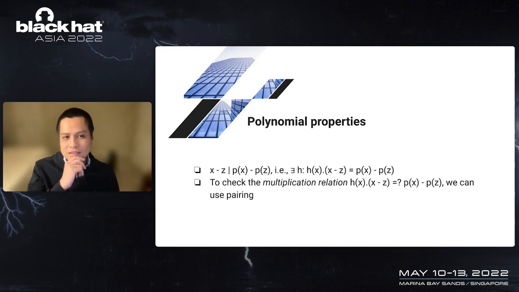Okay, another trick is this. The difference between P of X and P of Z is divisible by X minus Z. What it means is there is another polynomial, H of X, such that H of X times X minus Z equals P of X minus P of Z. And here I will give you a hint: to check the multiplication relation H of X times X minus Z equals P of X minus P of Z, we can use pairing. So that's exactly the reason why pairing is used. It's used to check the multiplication relations.